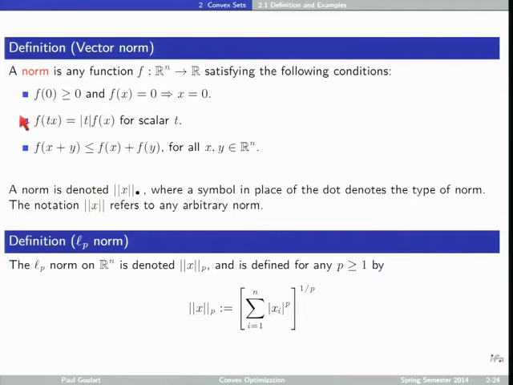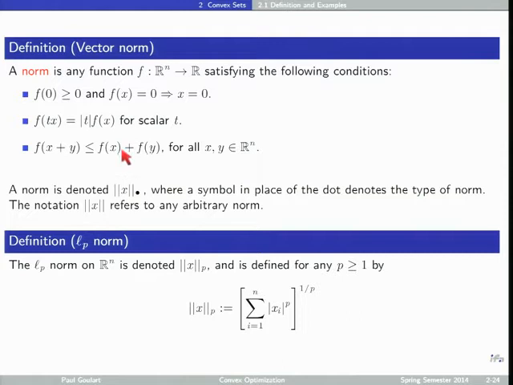The second one says that if you scale the vector by some number, then you scale the result by the absolute value of that number. This is called homogeneity. And the last one says that if you add two vectors together, then the function of the sum is less than or equal to the sum of the functions. This one is called the subadditivity property, or the triangle inequality.